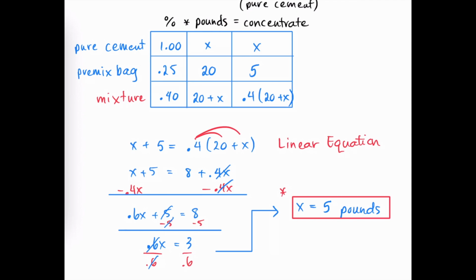So the answer to the question is that 5 pounds of pure cement must be added to the premix bag in order to create a 40% mixture.